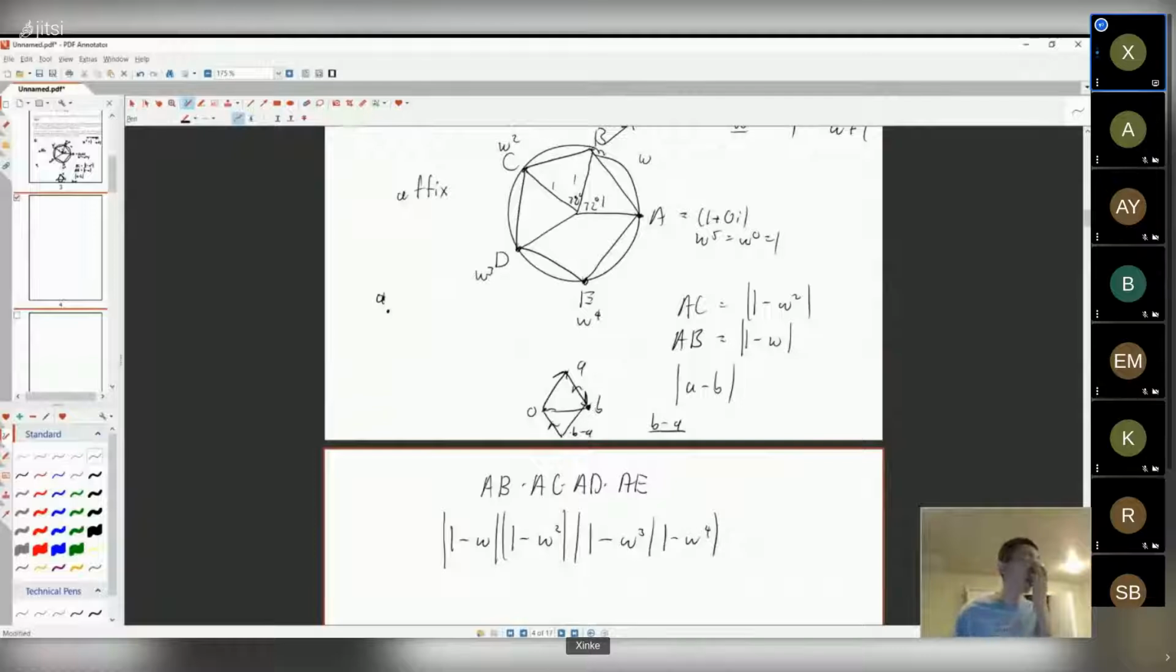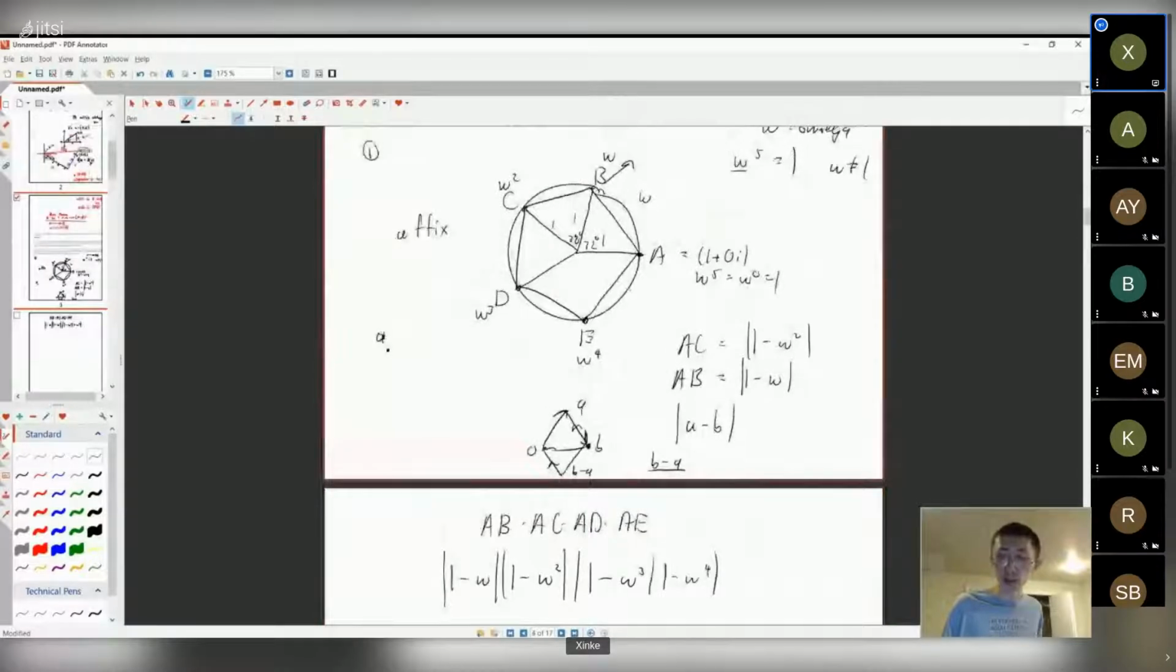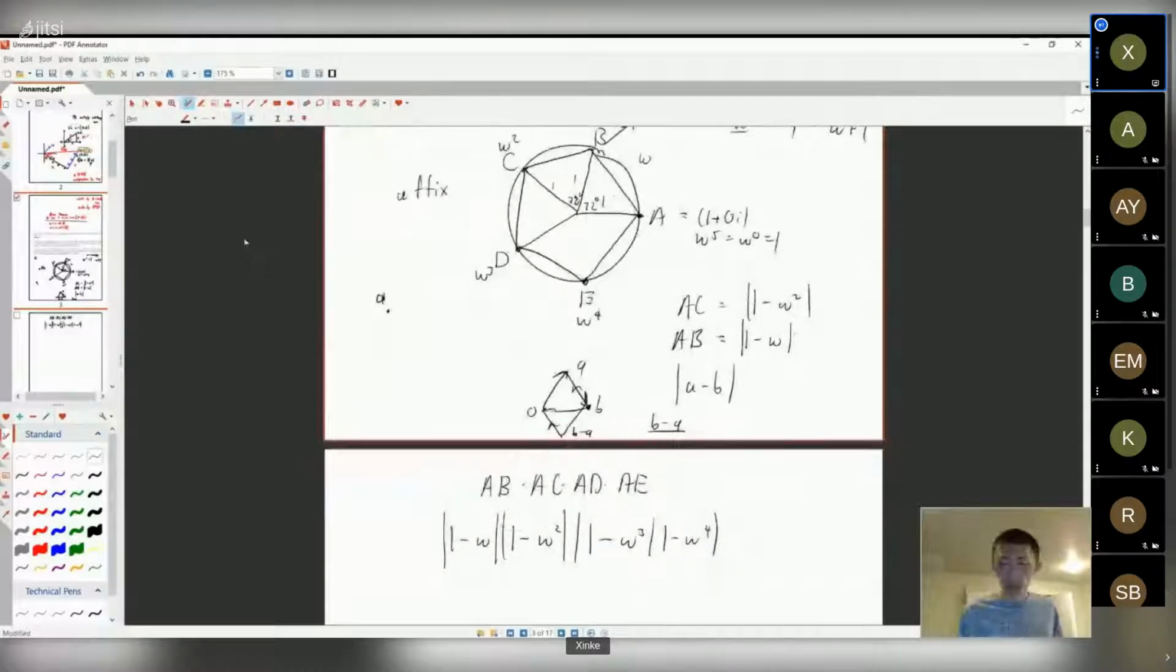Yeah. So what might we do with this expression? Oh, so we don't have a 1 minus omega to the 5th, because then that would be 0. 1 is equal to omega to the 5th, so you don't want to multiply the expression by 0. So this is our answer. So yeah, how can I simplify this a little bit?